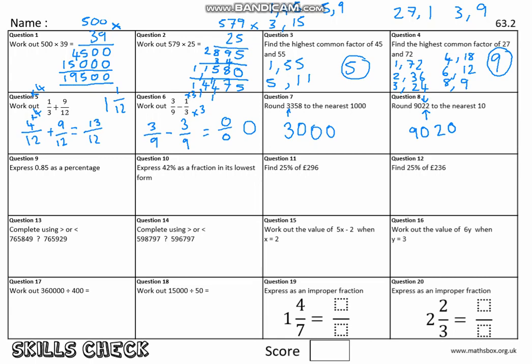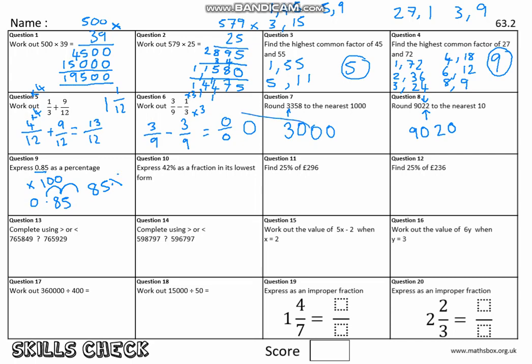Okay, so number 9. So it says express 0.85 as a percentage. Now, percentages are out of 100. So if we're given a decimal like this one, all we have to do is times it by 100. And that just means we have to move the decimal place forward 2 times, okay? So if we've got 0.85, if I move it forward once, I'm going to get 8.5. And if I move it forward a second time, I'm going to get 85. Okay, so that means that's my answer, 85%.